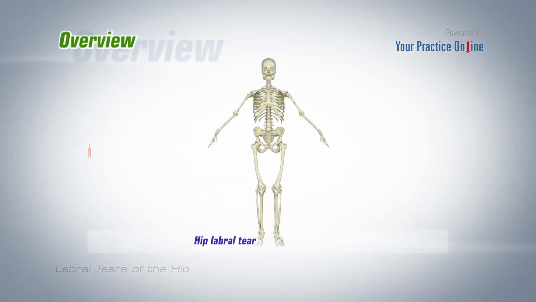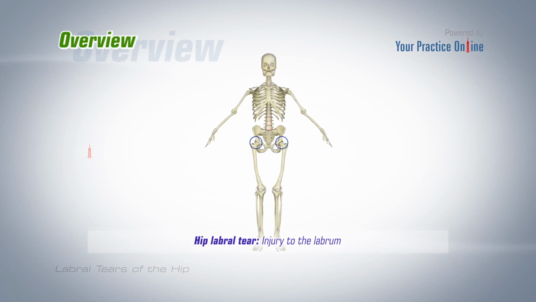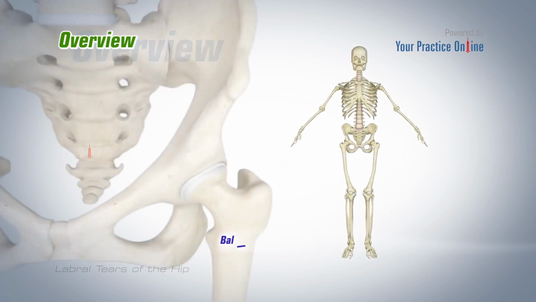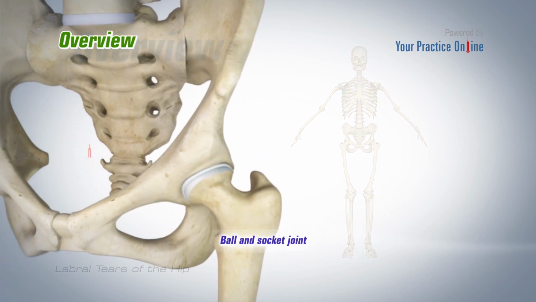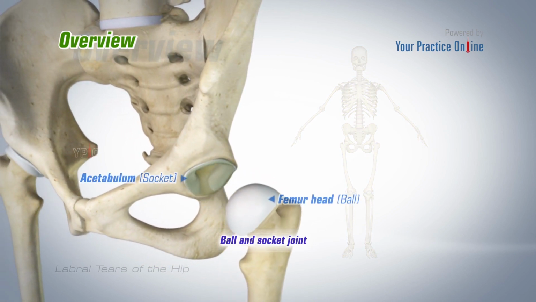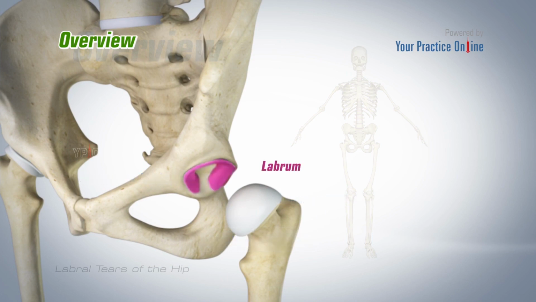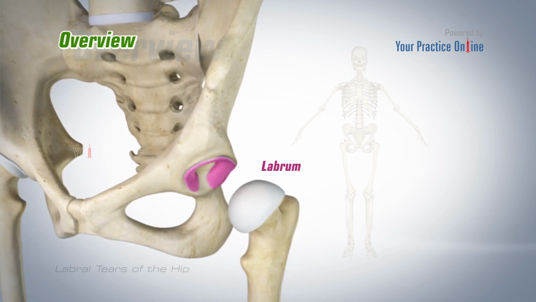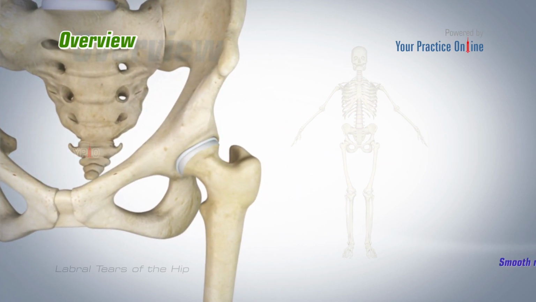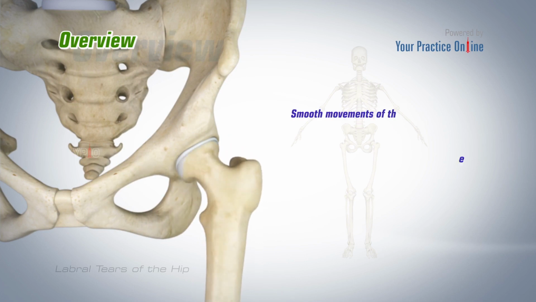A hip labral tear is an injury to the labrum, the cartilage that surrounds the outside rim of your hip joint socket. The hip joint is a ball and socket joint in which the head of the femur is the ball and the pelvic acetabulum forms the socket. The labrum helps to deepen the socket and provide stability to the joint. It also acts as a cushion and enables smooth movements of the joint.